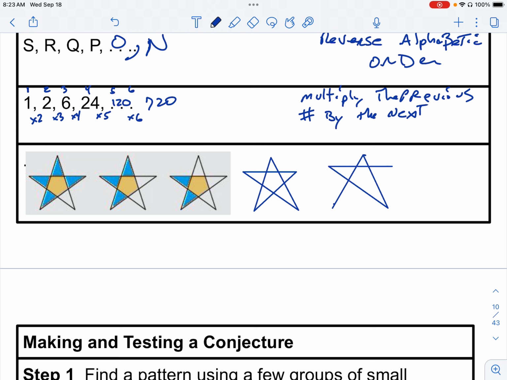And in the first star, we've got the center colored in yellow and 4 points. In the second one, we've got the center yellow and 3 points. Third one, center yellow, 2 points.